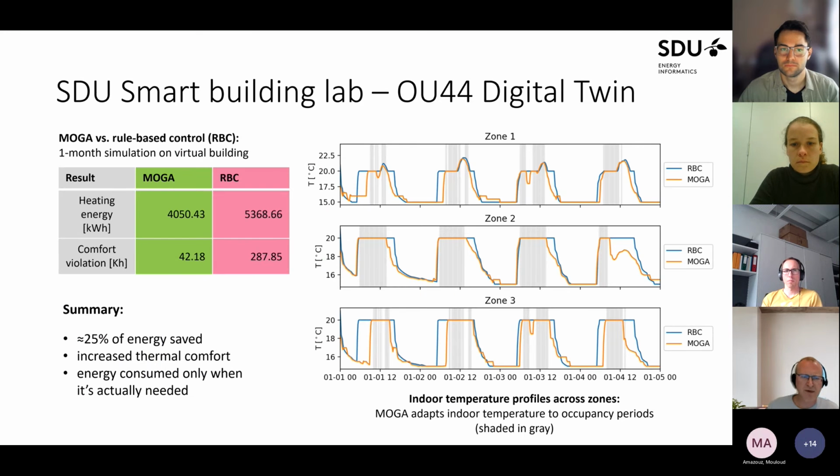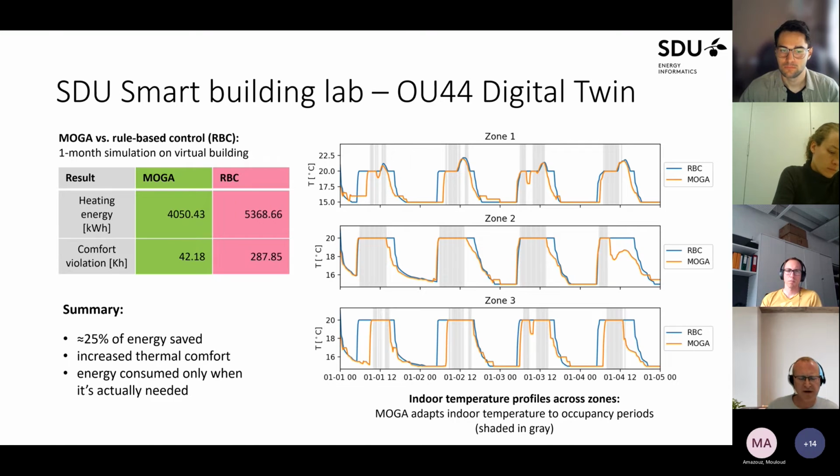So we run some experiments and compared our model predictive control that here is based on a genetic algorithm, a multi-objective genetic algorithm that optimizes different perspectives. And we could see that we could save around 25% of the energy in this way. And we could also drastically reduce the number of comfort violations compared to rule-based control.